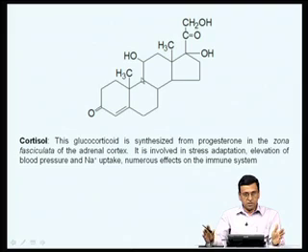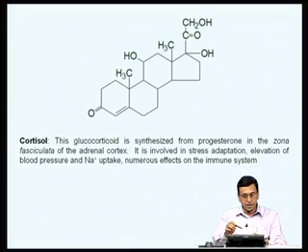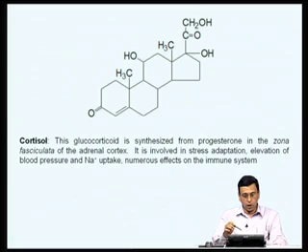This is the structure of cortisol I have shown here. It is derived from cholesterol, and this is a glucocorticoid which is synthesized from progesterone in the zona fasciculata of the adrenal cortex. The adrenal gland has 2 major regions called the cortex and medulla, and the glucocorticoids are made from the adrenal cortex, whereas epinephrine and norepinephrine, which we discussed in the previous class, which are the molecules which interact with cell surface receptors, are made from the adrenal medulla.